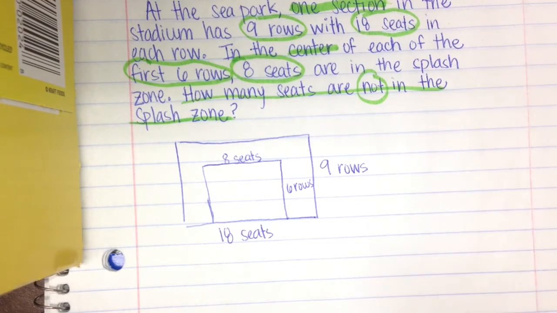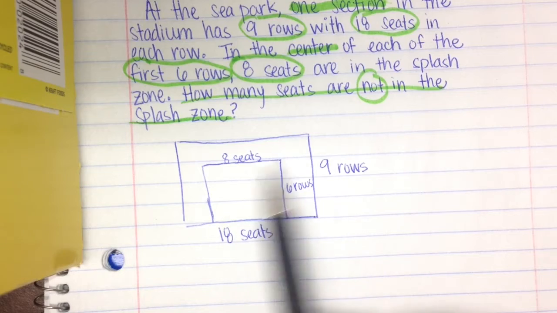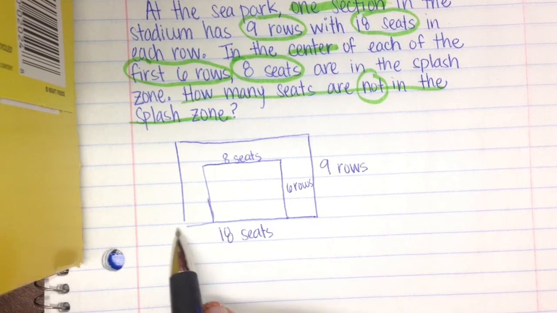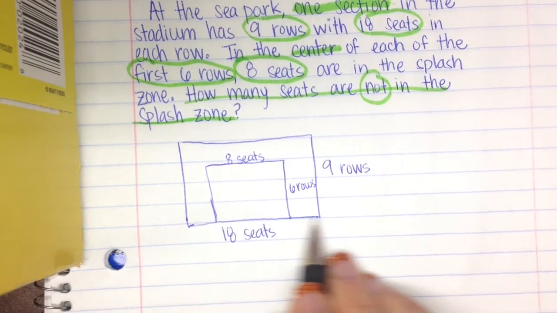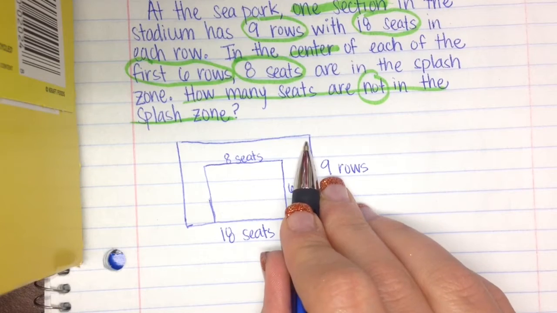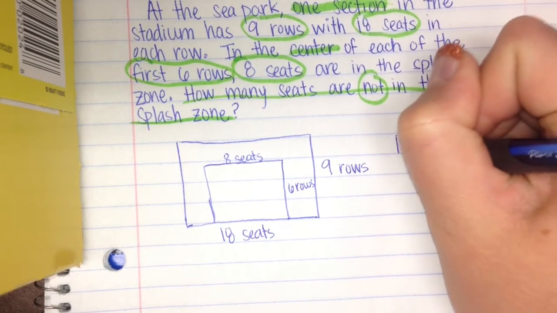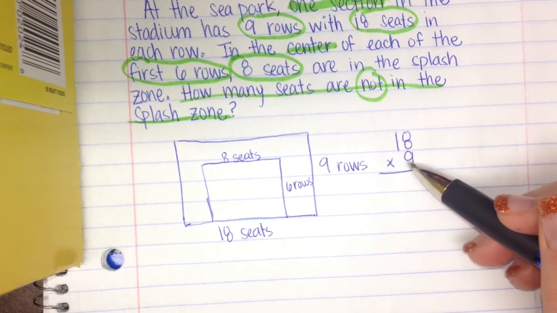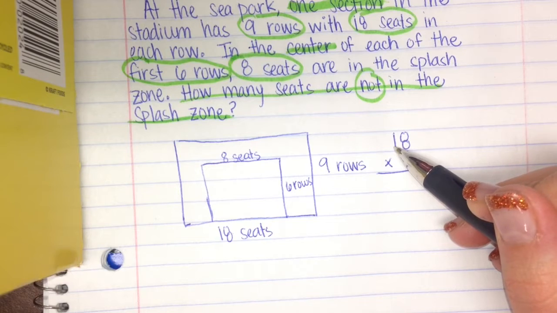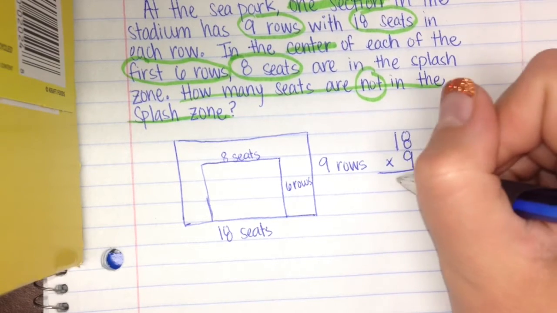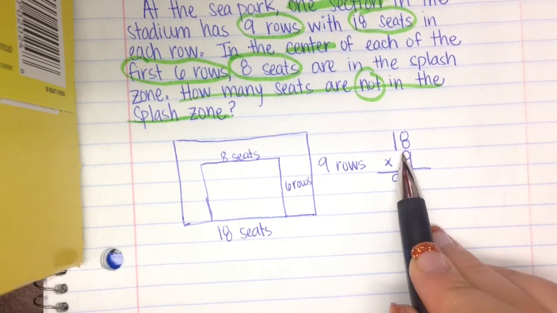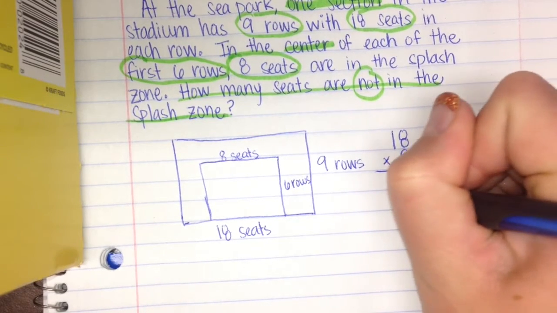Alrighty, so now I have to multiply in order to figure out how many seats are in each section. Let's do the whole section first because I know that the whole section altogether is 18 seats across and 9 rows back. So I'm going to do 18 times 9. I'm going to use the partial product method that we learned before. So I'm going to think 9 times 1 is just 9, but that one's really worth 10, so my answer is going to be 90 for that one. Then I'm going to do 9 times 8. The 8 is just worth 8, so I don't need to worry about adding any zeros. 9 times 8 is 72.